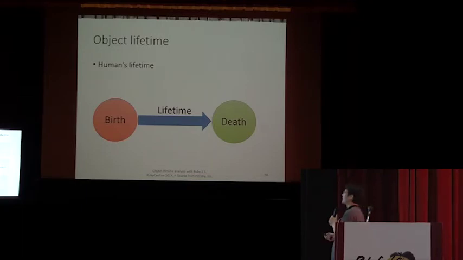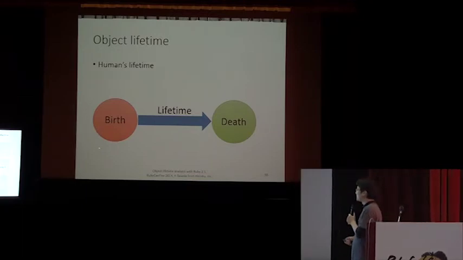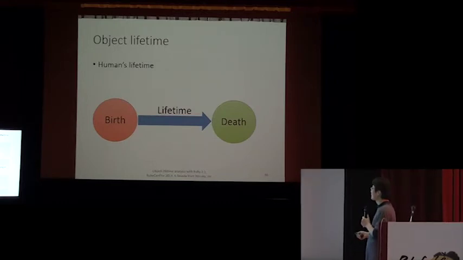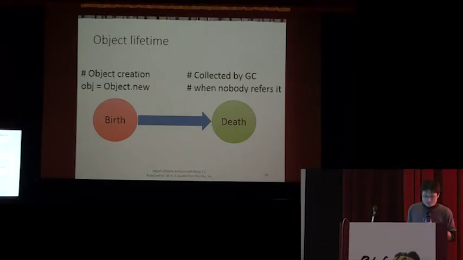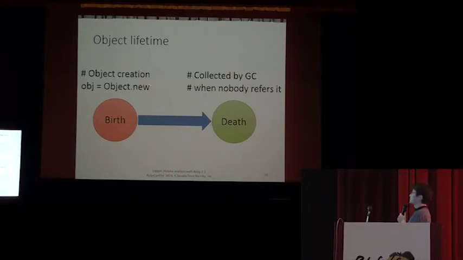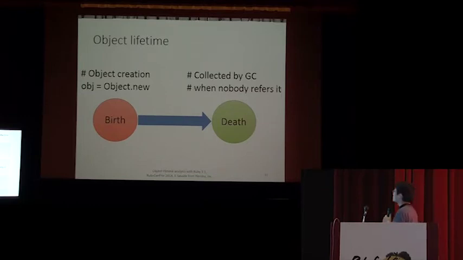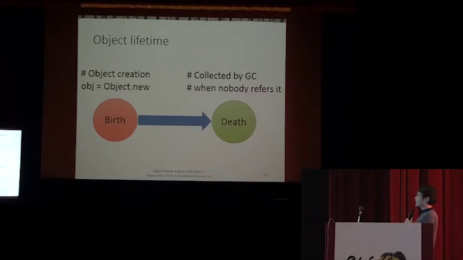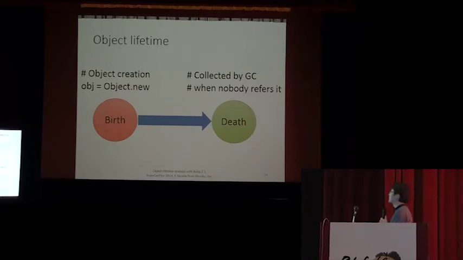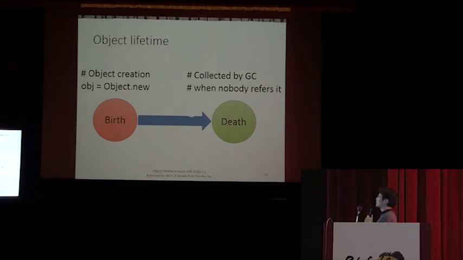A human being's lifetime is from birth to death. So this is a lifetime. It is easy to understand. And also for object creation, when the object is created, this is the birthday of this object. And the object was created by the garbage collector. If nobody refers to this object, then the object will die. So this is the lifetime of objects.